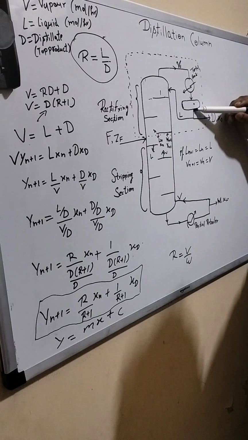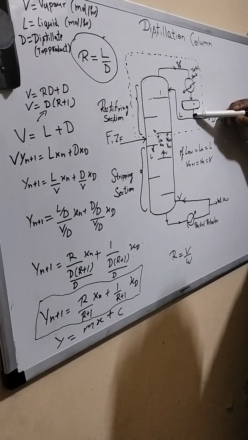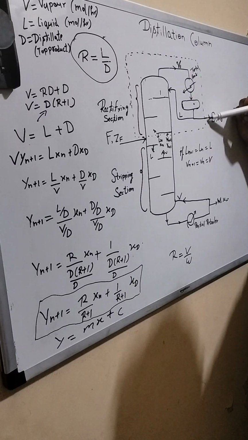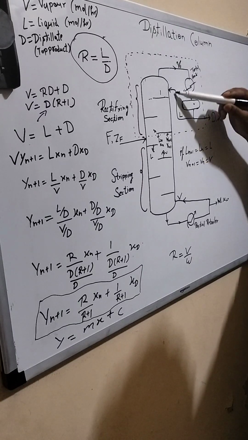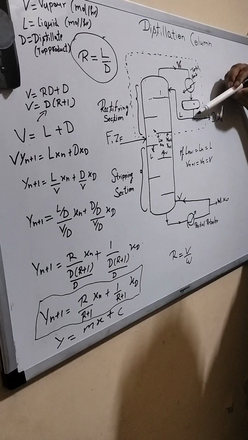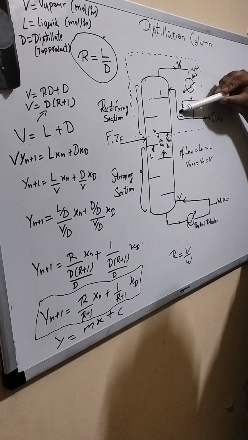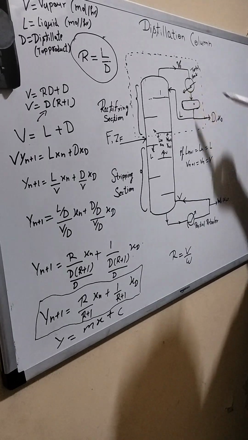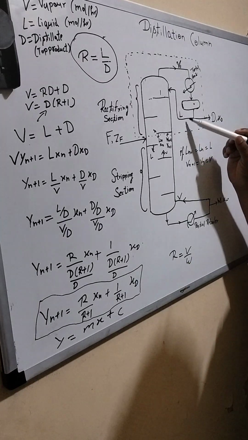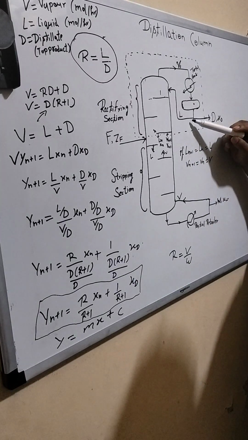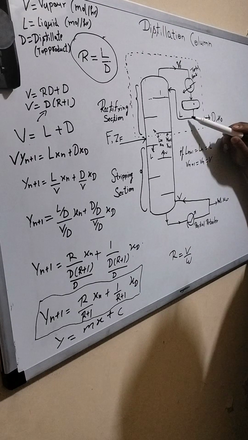Sometimes, on the basis of their requirement, they distill out the whole product, but sometimes we reflux back some portion of the distillate, which is mentioned here as L. What is the purpose of reflux? To get more purity in the product.